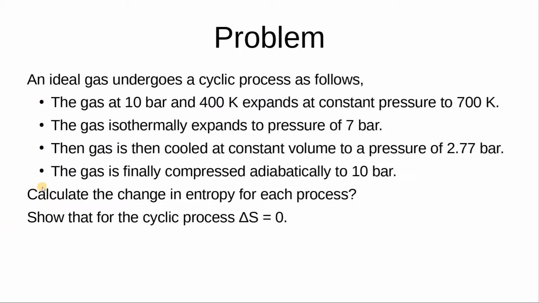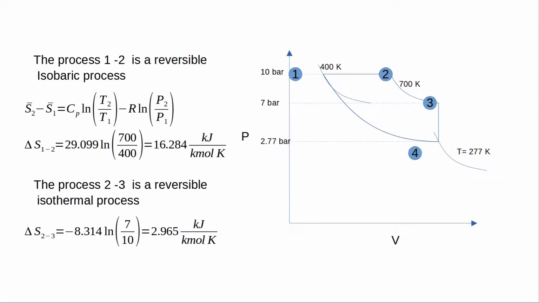Now, for each of the processes, let's calculate the entropy change. And let's also show that for a cyclic process, the change in entropy is 0. Now this is a reversible cyclic process. For this reversible cyclic process, let us show that the change in entropy is 0. Now let's take process 1-2, which is reversible and isobaric.